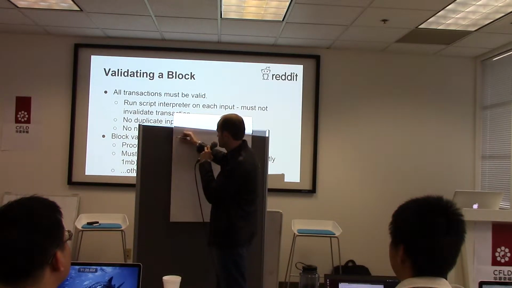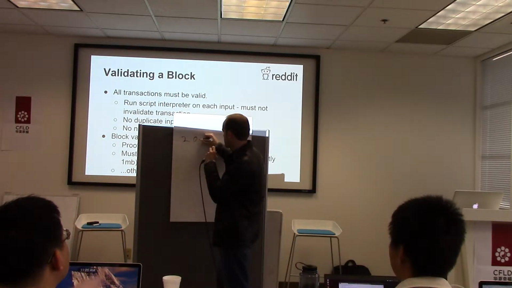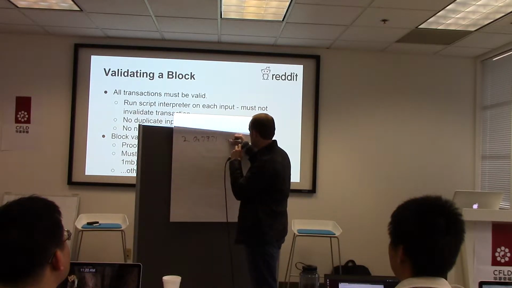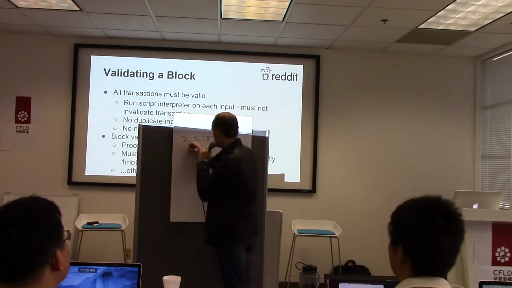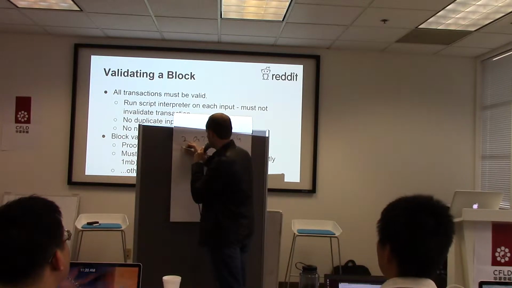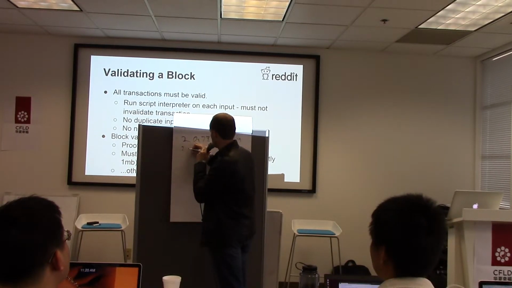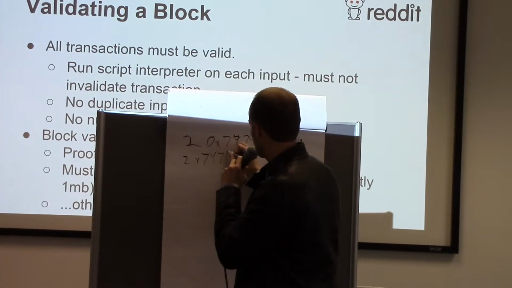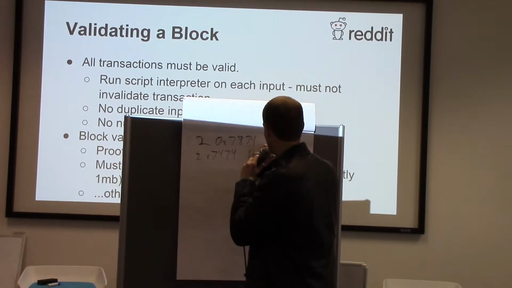Let's suppose my script sig is the simplest possible thing. Again, I push 2 bytes to the stack. I push 7474. And this is my script sig. And then my script pub key is to push, same thing, 7474, and then op equal verify.